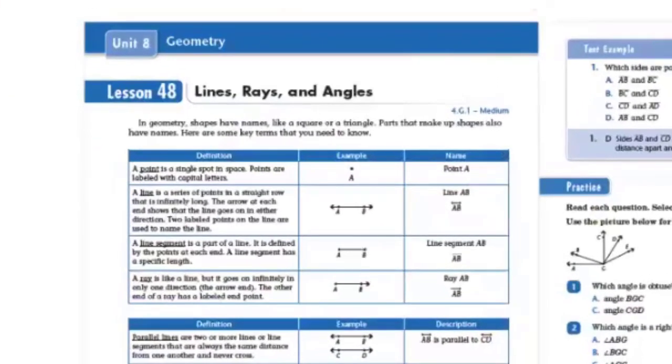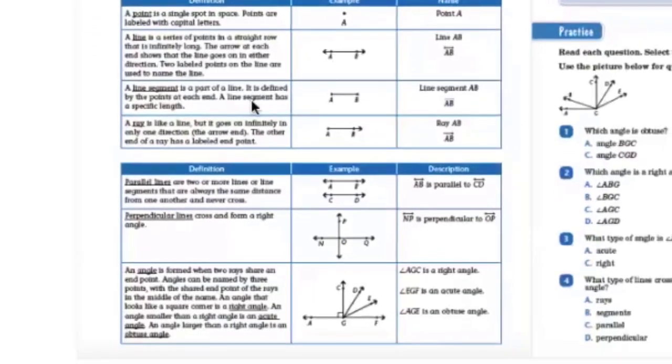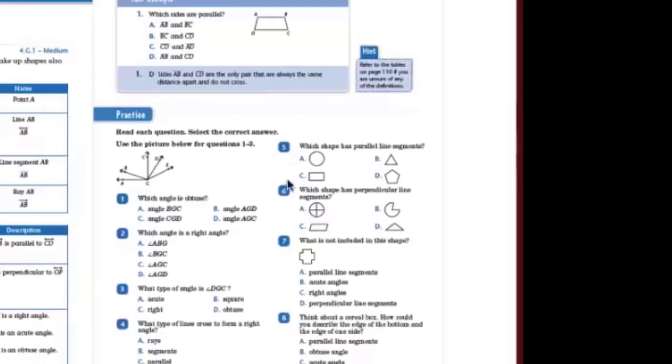Here are all these definitions of lines, line segments, rays, angles, right, acute, obtuse, perpendicular lines, parallel lines. And then here are the 8 activities or 8 practice exercises that students have to do. This is the one lesson in this book that aligns to this standard. This does align to that standard very well, but it certainly doesn't cover it.